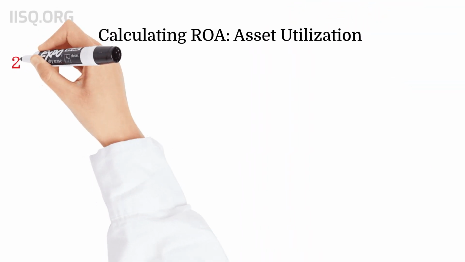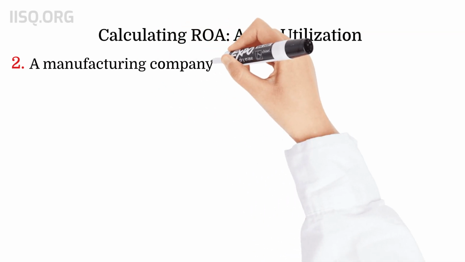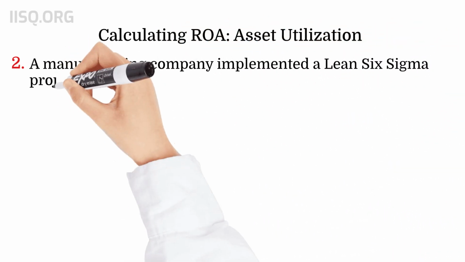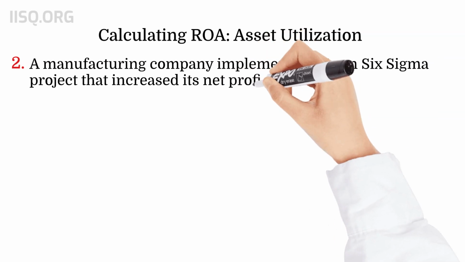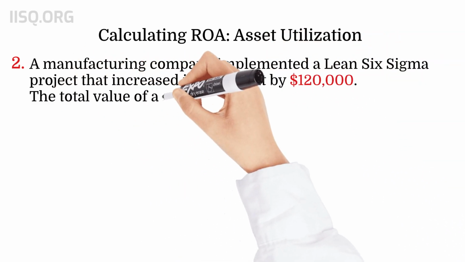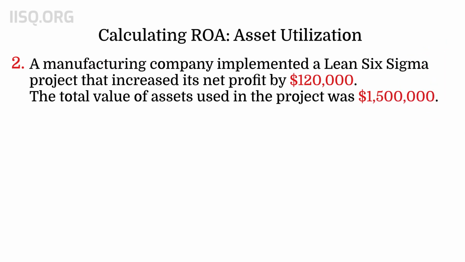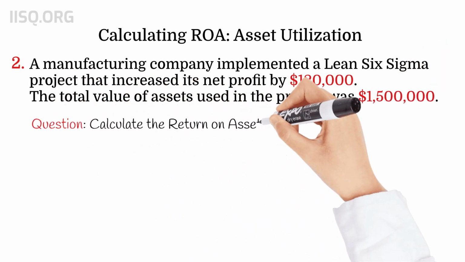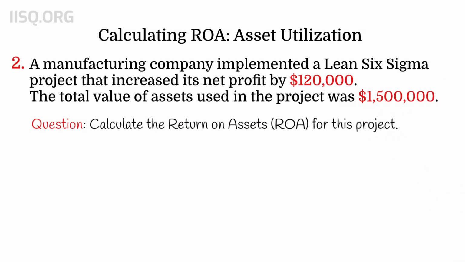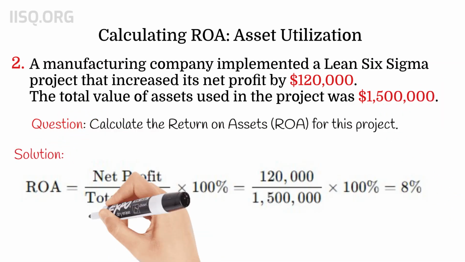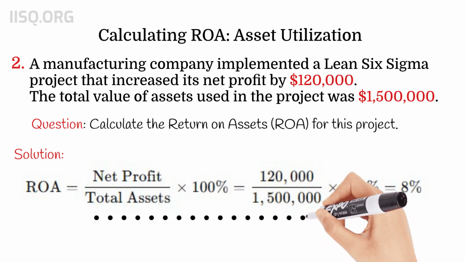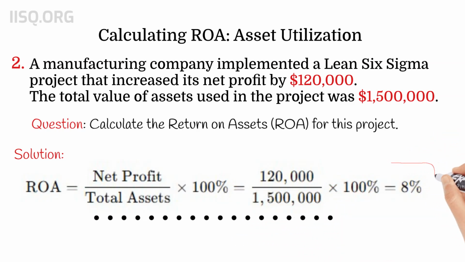We shall discuss another example of asset utilization. A manufacturing company implemented a Lean Six Sigma project that increased its net profit by $120,000. The total value of assets used in the project was $1,500,000. Calculate the return on assets, ROA, for this project. We have learned that ROA equals net profit divided by total assets. Therefore, as we see here, the ROA will be 8%.